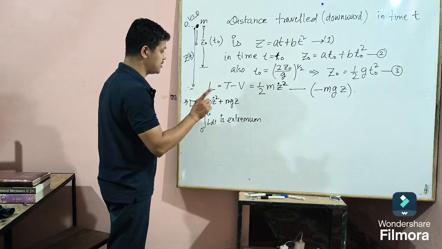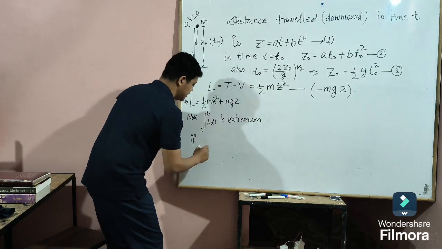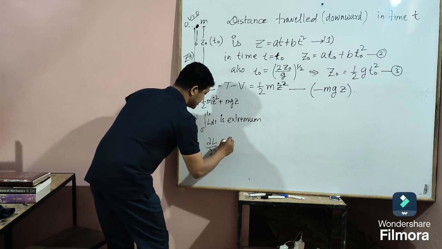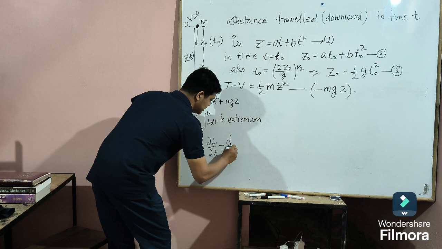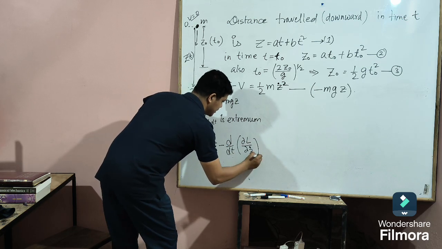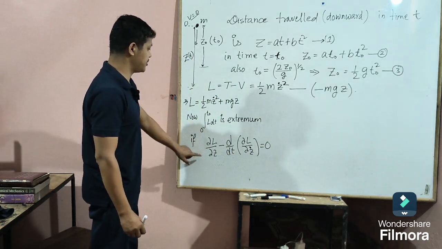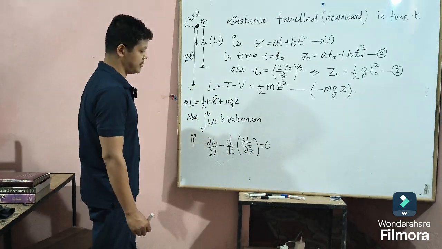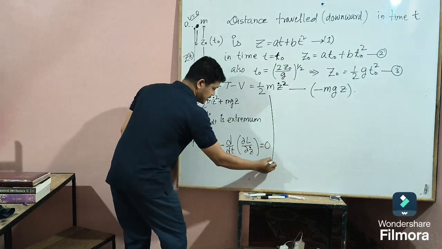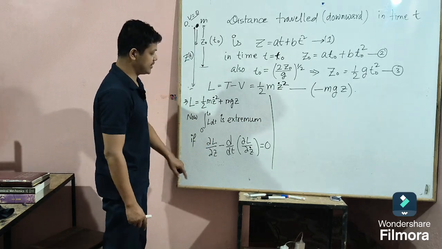If it satisfies this condition, right? If you see, ∂L/∂z minus d/dt of ∂L/∂ż is equal to 0. If it satisfies this equation, then this will be an extremum, right? So now you see, let's find ∂L/∂z.